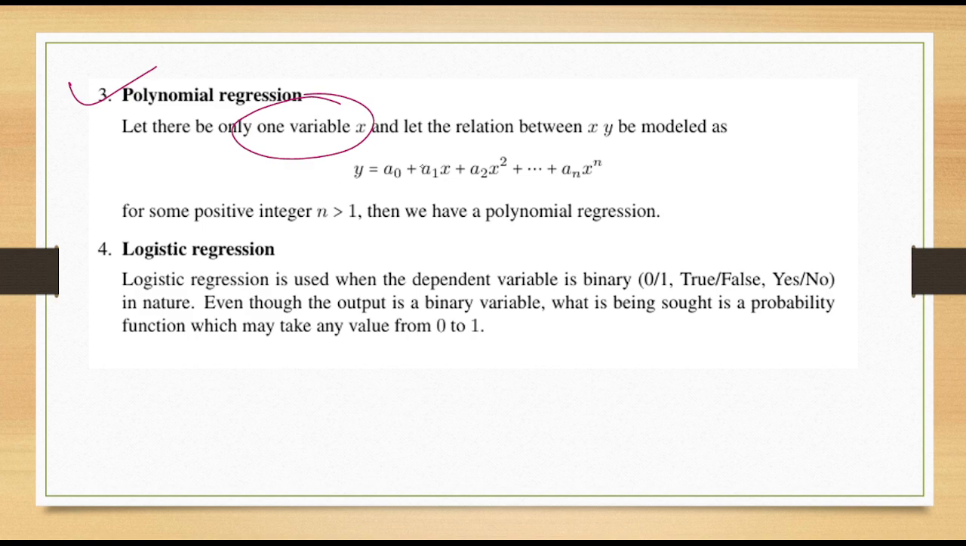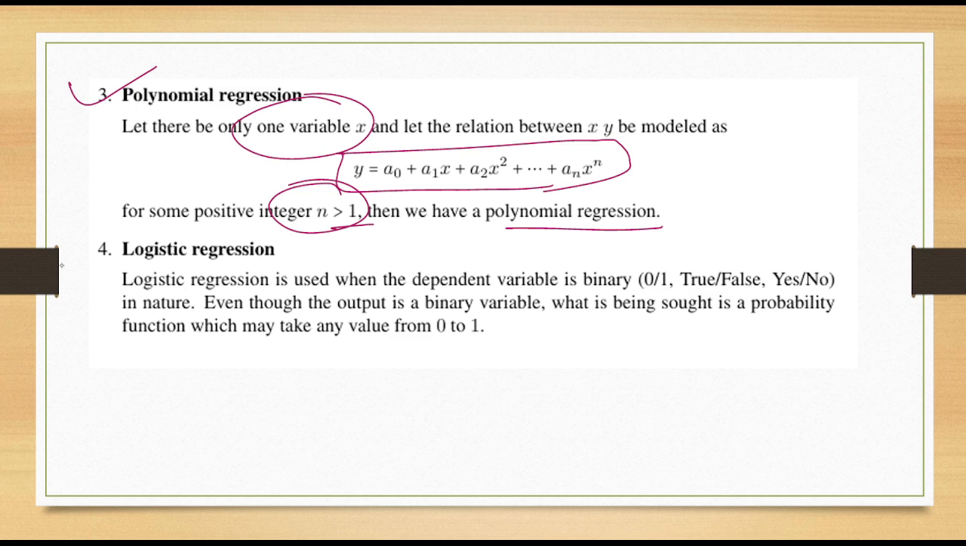Polynomial means we have this form: x square plus x cube plus dot dot x^n. That means we have higher degree variables here. So for some positive integer n greater than 1, if we have a general case like this one, that means we have polynomial regression.